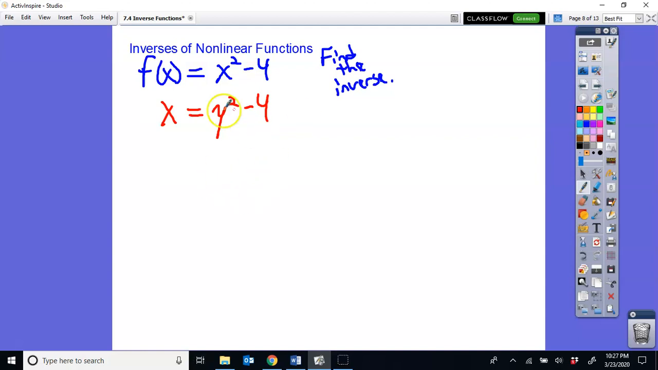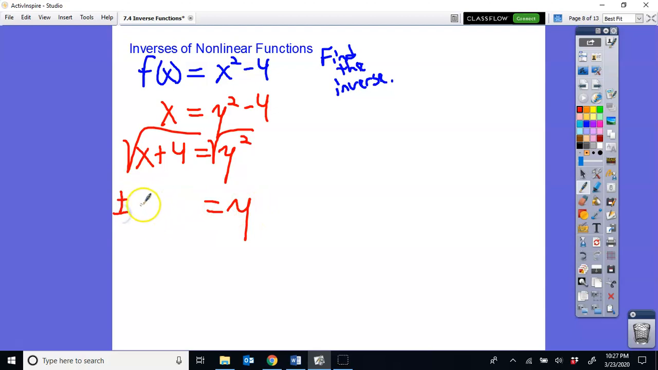So now how would I solve this for y? First, I would add 4 to this side. So it's going to be x plus 4. And then I would take the square root. If I take the square root, just like I normally do, I have to remember to put the plus or minus. So it's plus or minus the square root of x plus 4. So if you were to think about that, that would be the inverse.